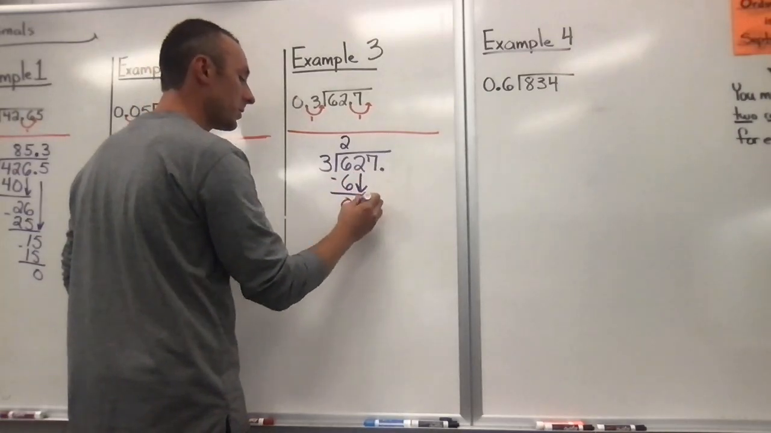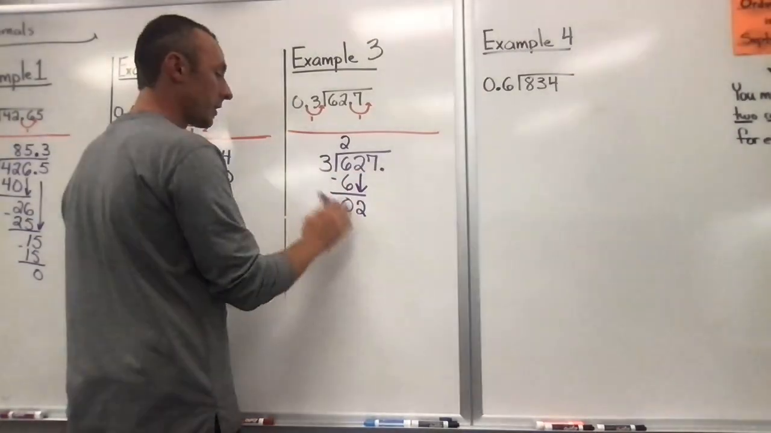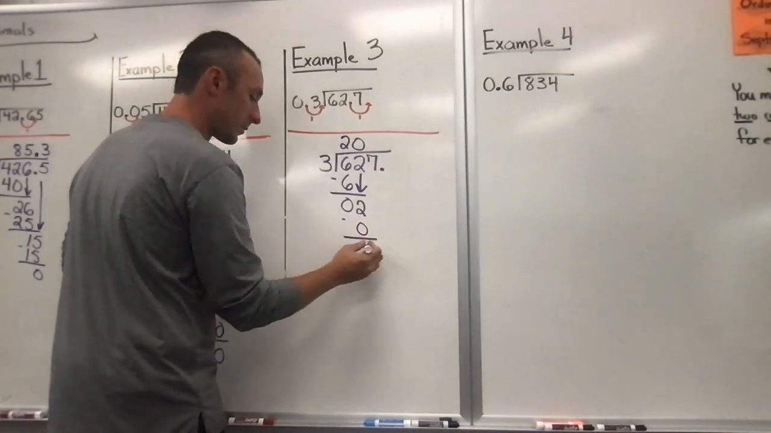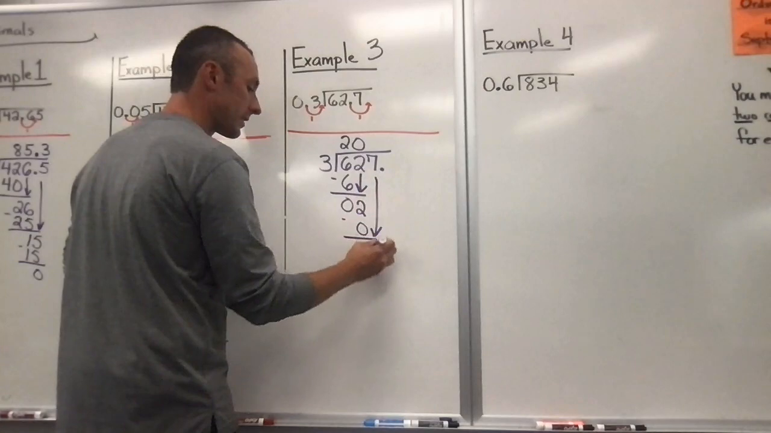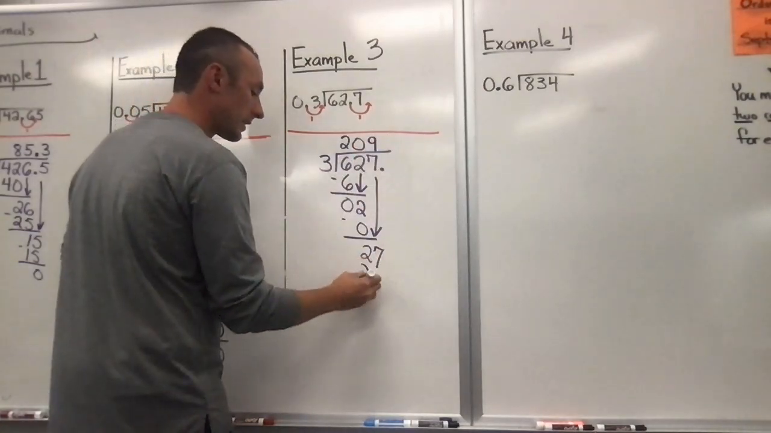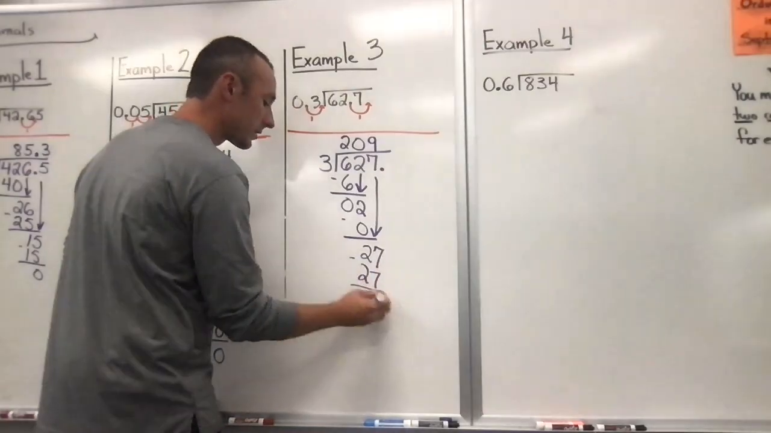I bring down my 2. 3 can't go into 2, so I put a 0 there. 0 times 3 is 0. I subtract, I get 2. I bring down my last number. 3 goes into 27 9 times. 9 times 3 is 27. I subtract and get 0.